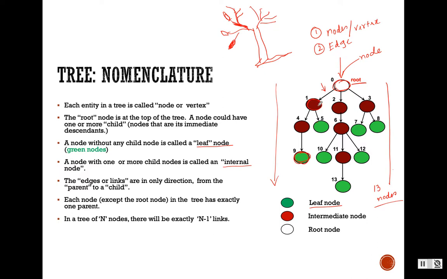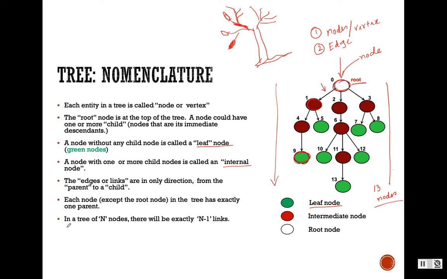Okay, so each node in the tree will have exactly one parent. So that's very important. Each node is going to have only one parent. I mean, in real life we generally have two parents, but for the tree data structure each node is going to have only one parent. For example, 9 has one parent, 4, 4 has one parent, 1, and 1 has one parent, the root node.